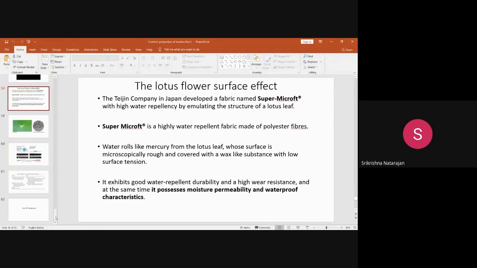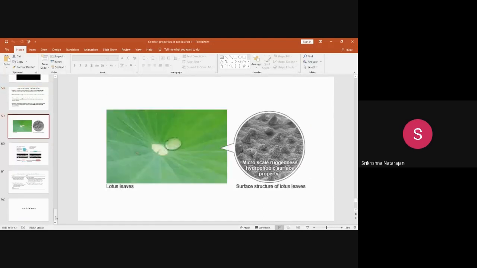In a lotus leaf, if you pour down the water, what will happen? It will not get absorbed. It will just roll. You can see the picture of a lotus leaf. What is there in the structure of the lotus leaf?